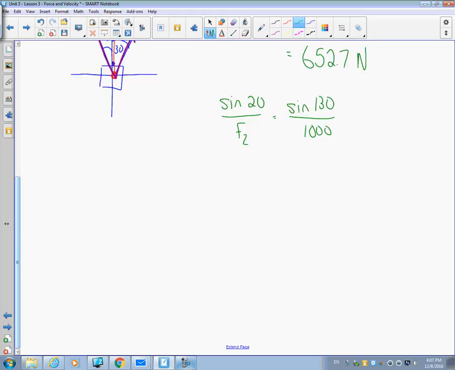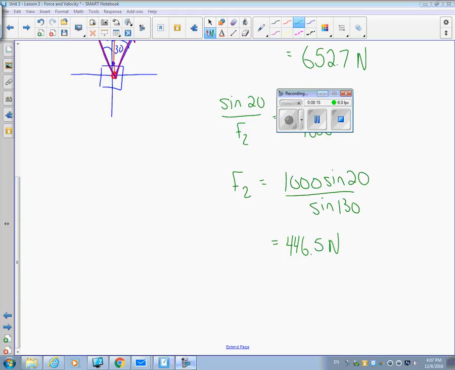We're going to cross multiply and solve. So I'll just skip the step for a second here. We'll end up with 1,000 sine 20 over sine 130. It's the exact same procedure we did up above. Cross multiply and solve. You should get 446.5. Okay, so again, we can use the ideas of resultants to figure out unknown things. Make sure you're doing vector.